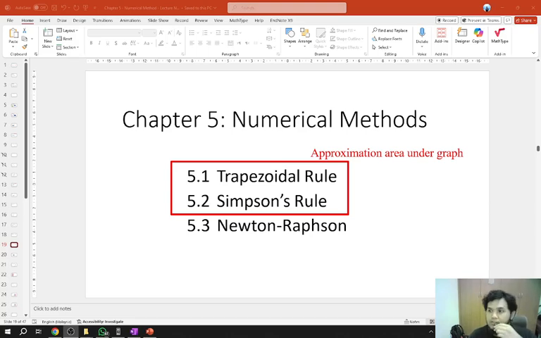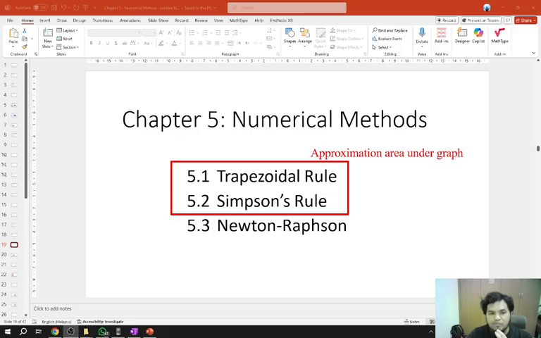Alright, welcome to the second part of this chapter number 5. In the last video, I have shown you one example for the application or the usage of the parameter rule for a simple or direct question. And now we are moving on to the second part in the subtopic, which is the part for us to guide the approximation for the area under the graph, which is the Simpson's rule.